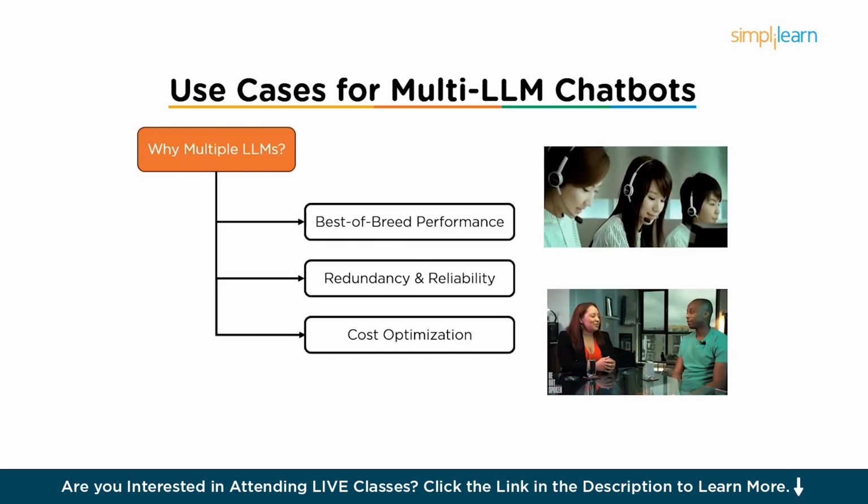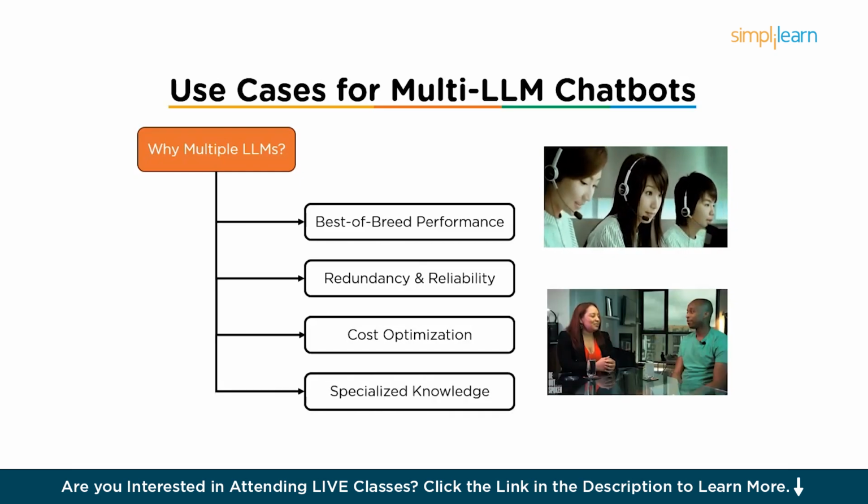This strategic routing allows for significant cost optimization, ensuring you only pay for the computational power you truly need for each interaction. Specialized knowledge. While general purpose LLMs are impressive, some tasks require very specialized knowledge or fine-tuning that a single LLM might not possess or might be expensive to achieve. You could have one LLM that is highly specialized in legal advice, another in medical information, and a third in general chit-chat. By orchestrating these specialized LLMs, your chatbot can tap into deep domain expertise dynamically, providing highly accurate and context-specific responses, making your chatbot far more capable across diverse topics.